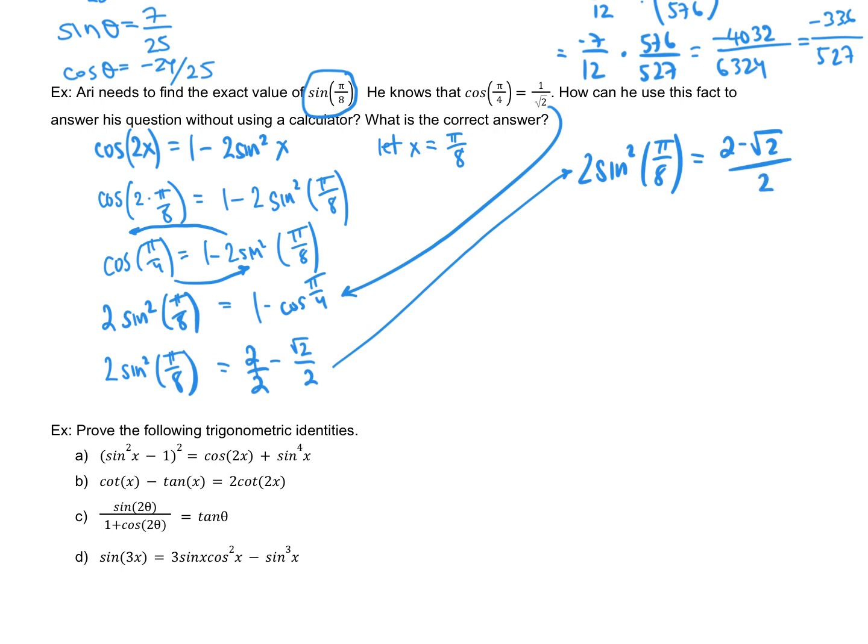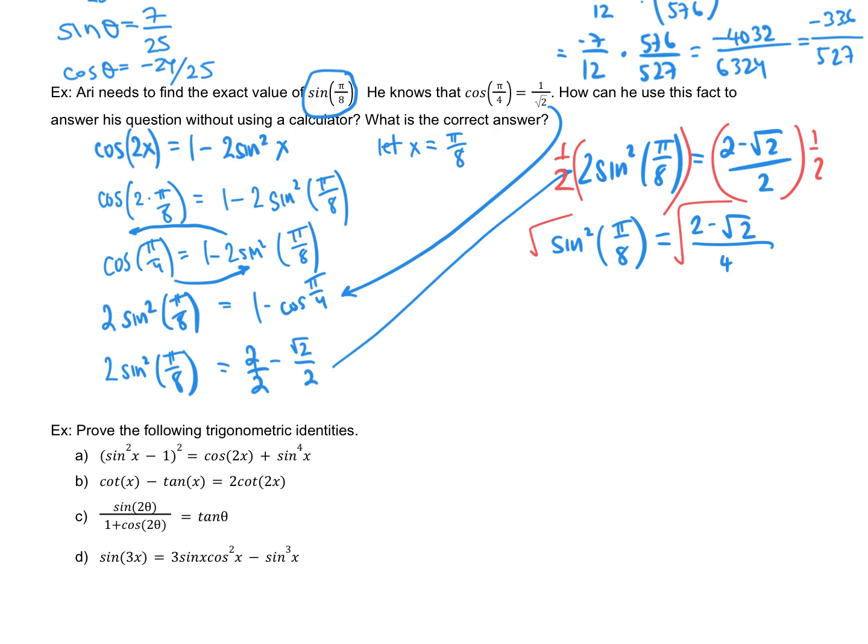And to get rid of that 2, I'm going to multiply both sides by a half. And when I do that, that will make my denominator 4. And the numerator will not change. And now finally, we can square root both sides to get rid of that exponent of 2. And that way, we've isolated for sine of pi over 8.